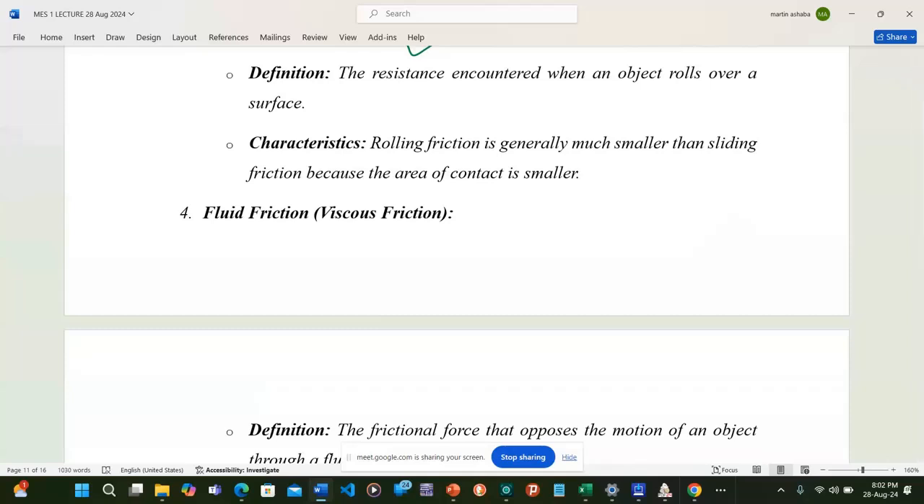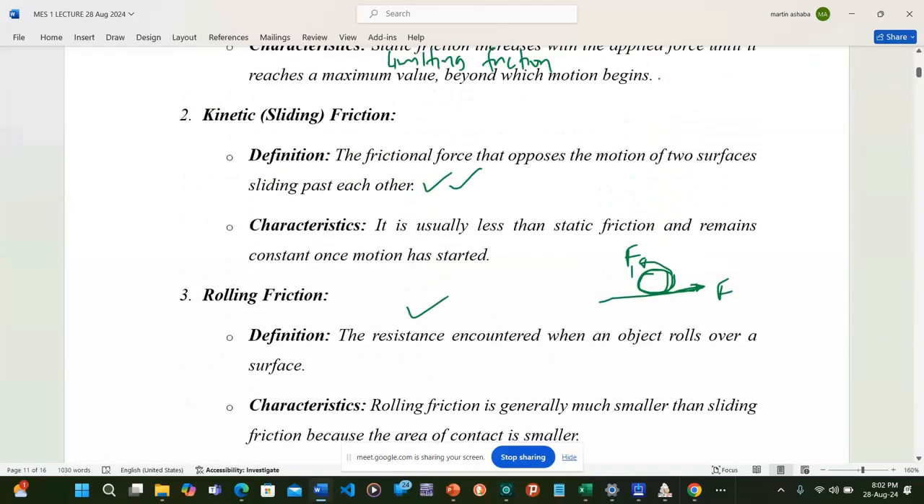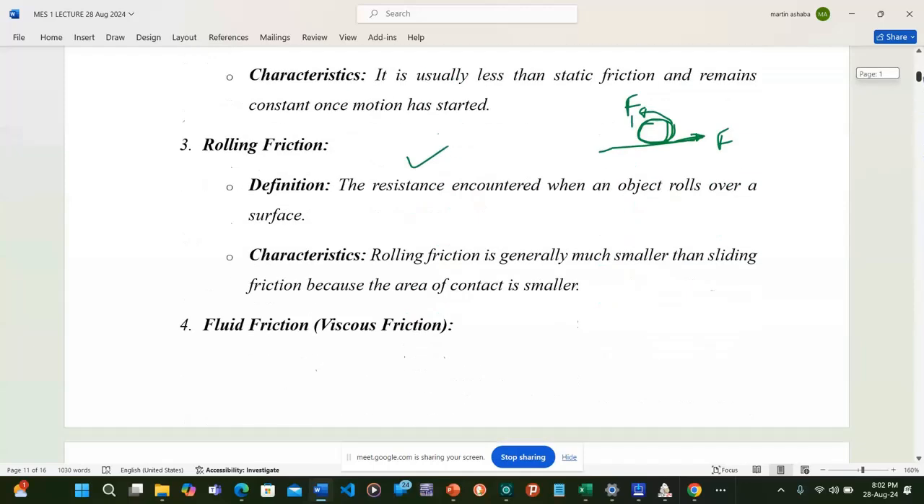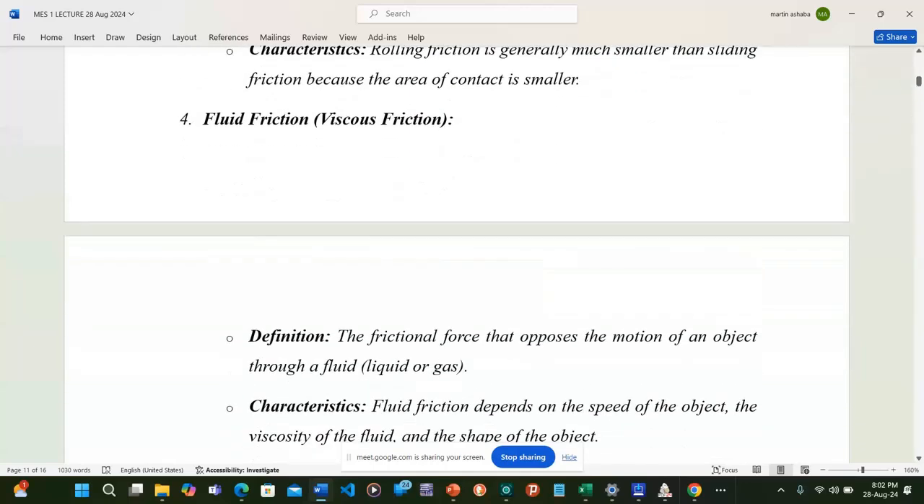Then the rolling friction is generally much smaller than sliding friction because the area of contact is always small. Like I've already showed you a tire that is rolling over a tarmac road. So the area of contact is very small, and therefore that friction value is also always very small.